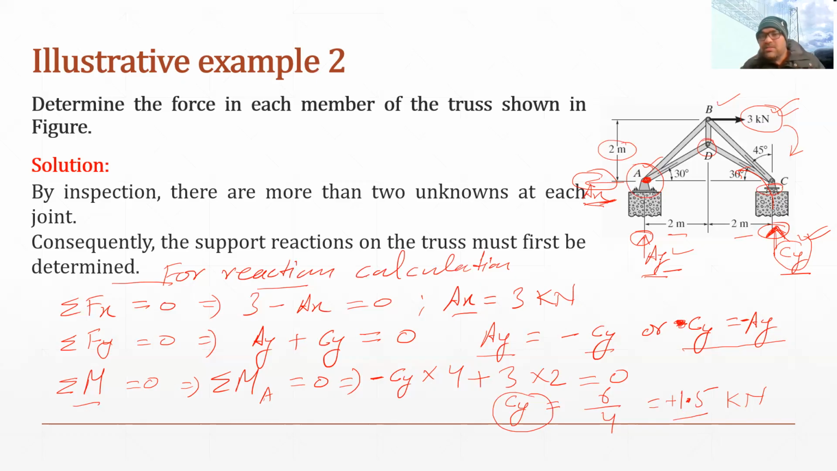Now it means the reaction AY will be downward. So we can write this, that reaction AY will be downward and reaction CY will be upward, and their magnitude will be same, because as I written here, CY is equals to minus AY. So CY value is 1.5, AY value will be minus 1.5. I mean minus means downward. So if we make downward arrow and write the magnitude, then that will suffice the requirement.